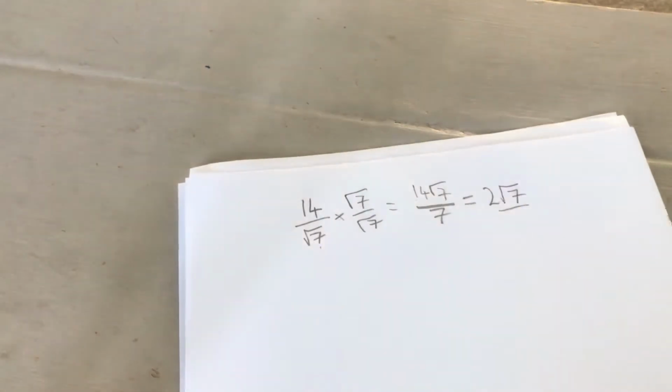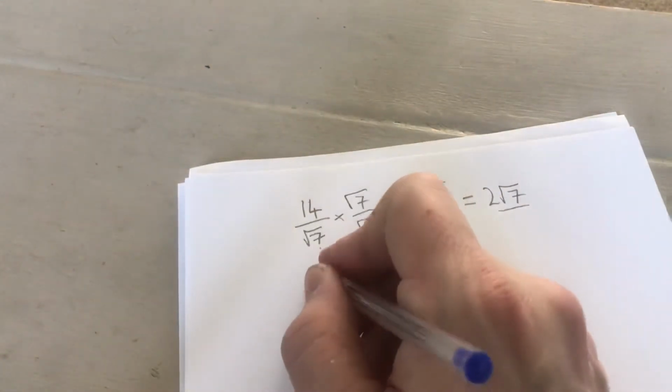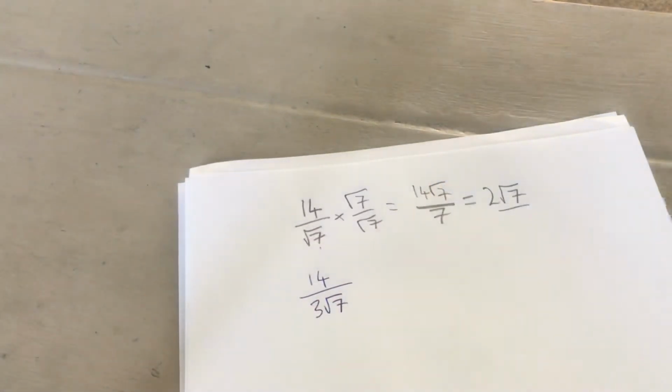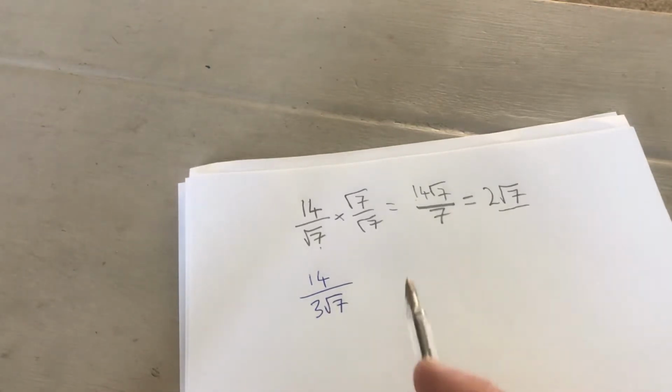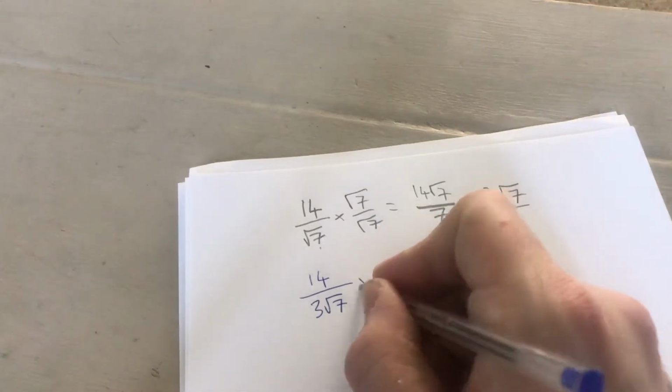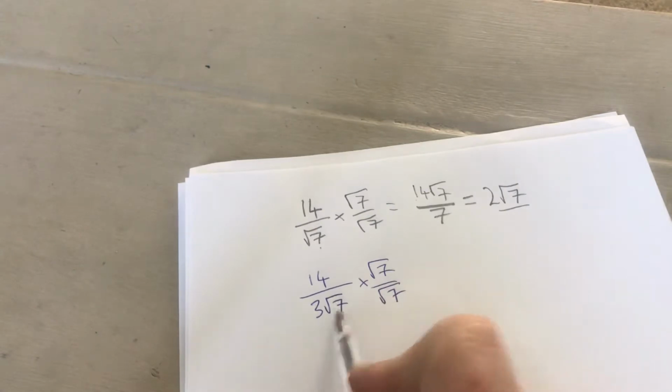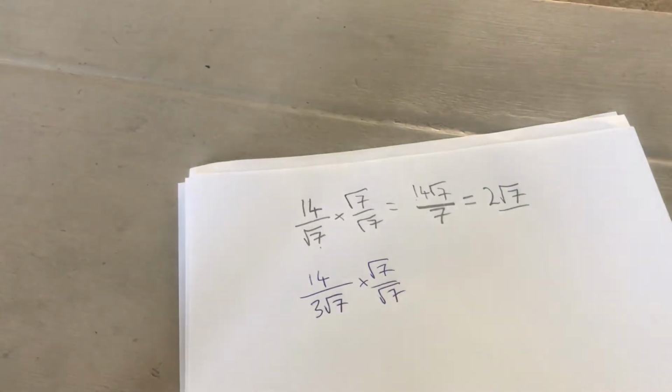Let's have a look at another example. Imagine we make it a little bit more complicated. 14 over 3 root 7. Well, you might be tempted to multiply by 3 root 7 over 3 root 7, but there's no need. So just do the same. Just multiply by the surdy bit. There, look. And this will sort you out.